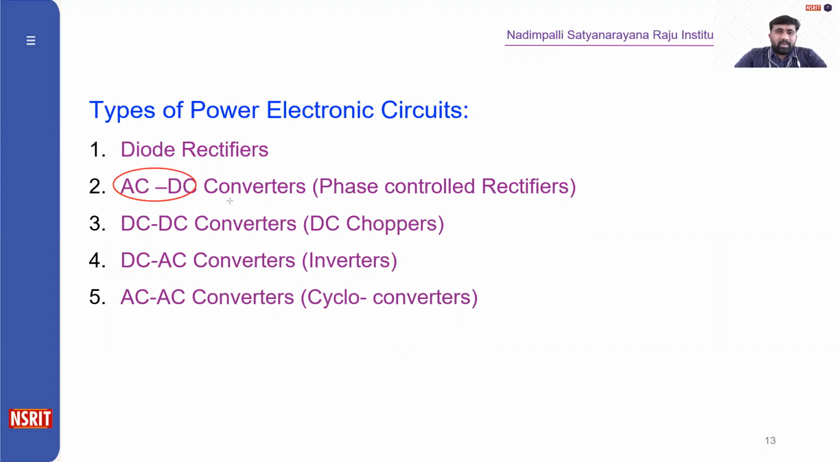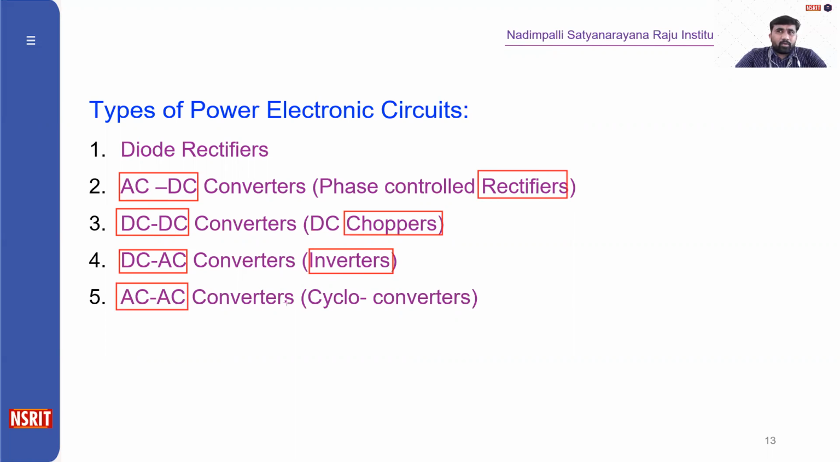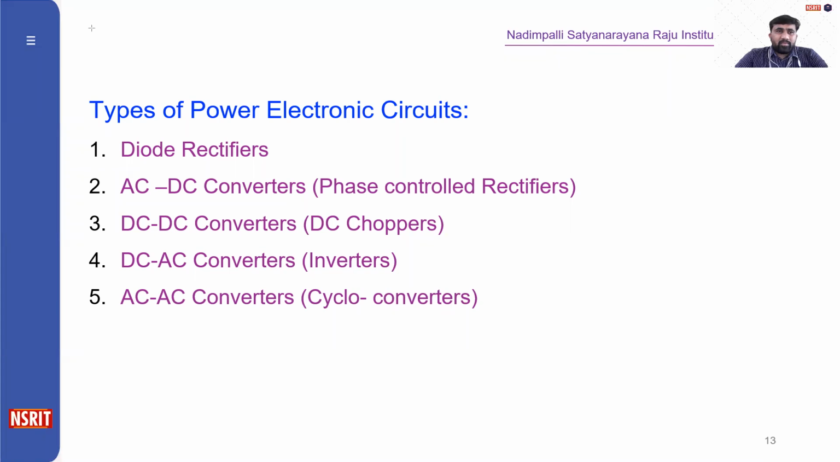So AC to DC, that's called a rectifier. If your input is AC and output is DC, that's called phase controlled rectifiers. And if your input is DC and output is also DC, that's called a chopper. And if your input is DC and output is AC, then that converter is called an inverter. If your input is AC and output is also AC, then your device is known as a cycloconverter. So these are the types of power electronic converters.